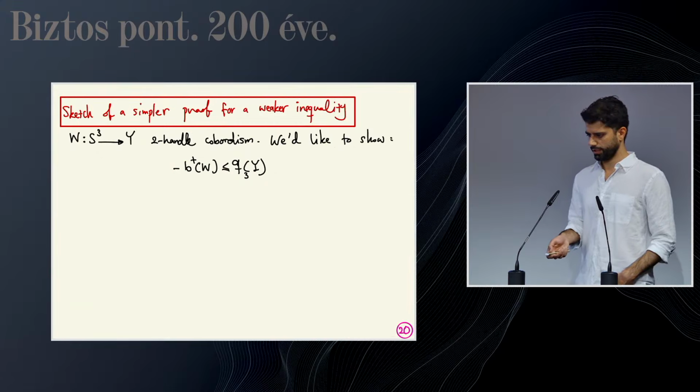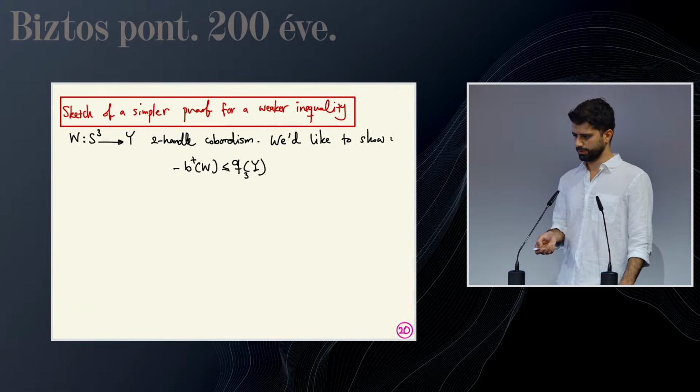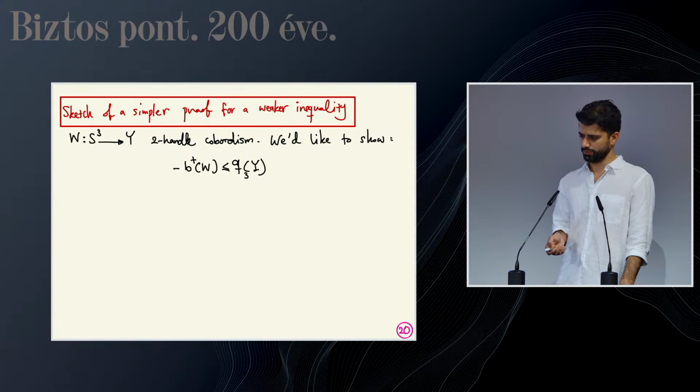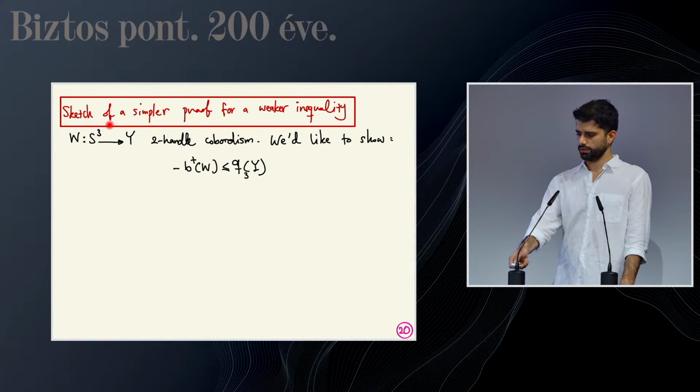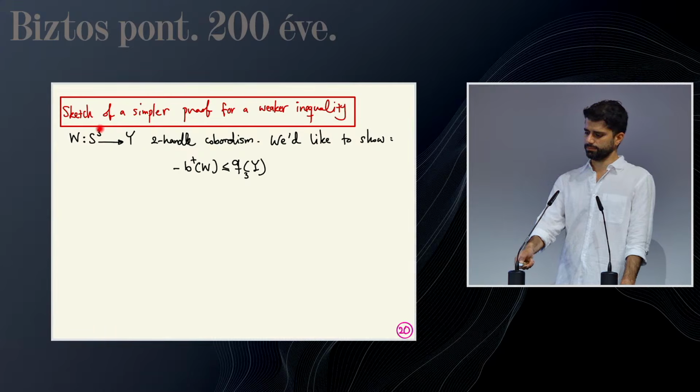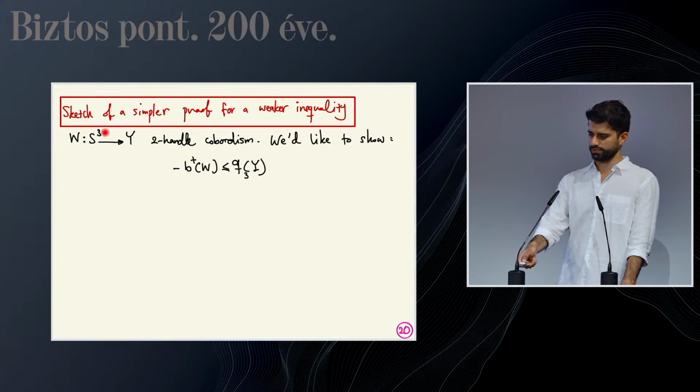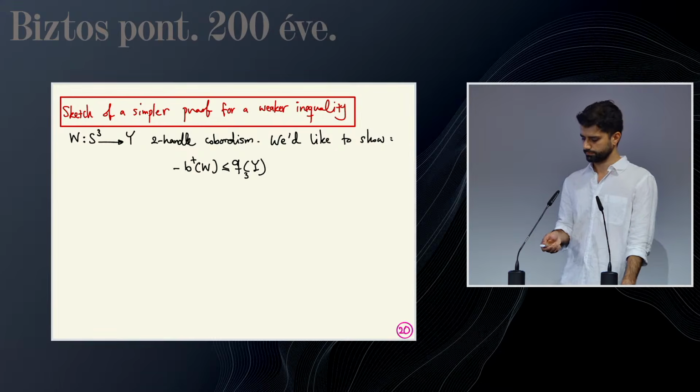I want to say a few words about the simpler proof of a weaker inequality. So I'm going to make this simplifying assumption that the incoming end is S3, it goes to Y, and I assume that my cobordism is a 2-handle cobordism. So in this case, we want to show that Q3 is at least negative of B plus.